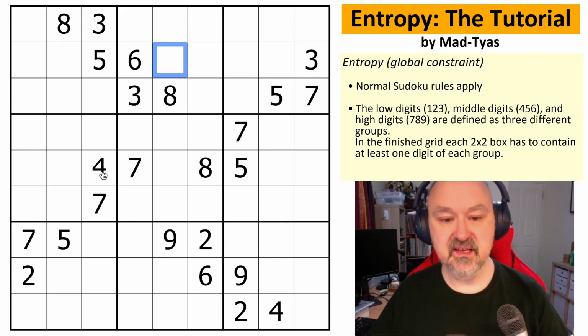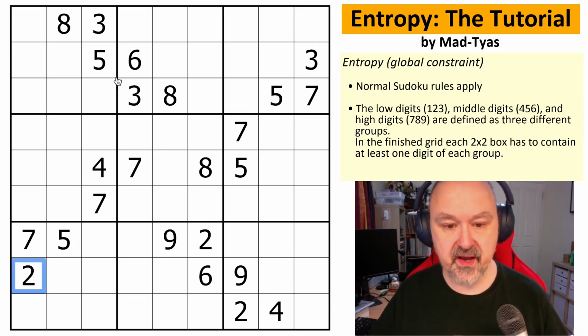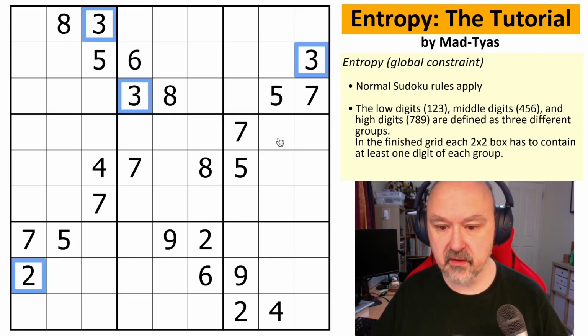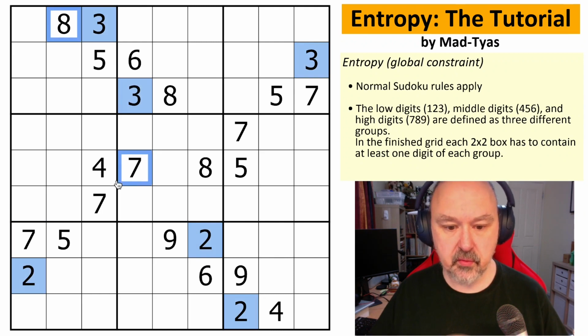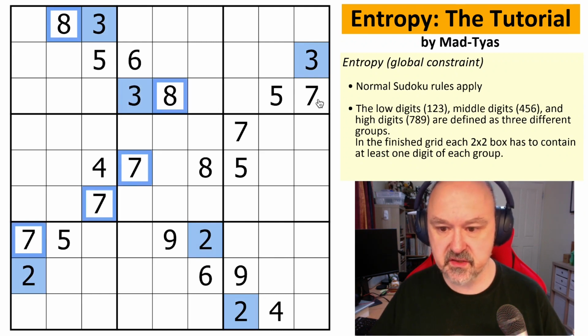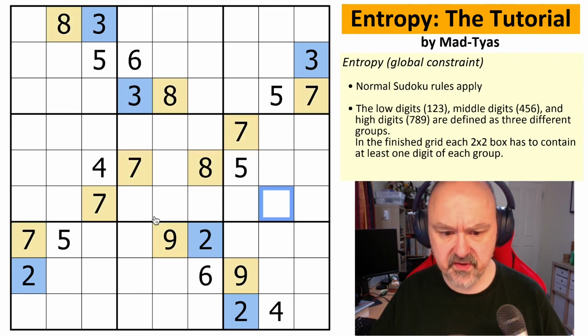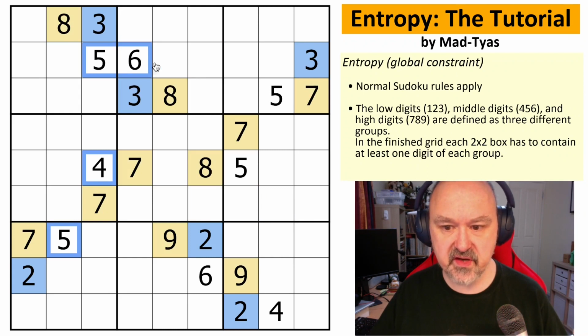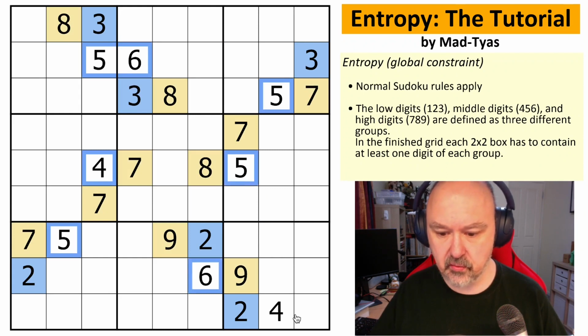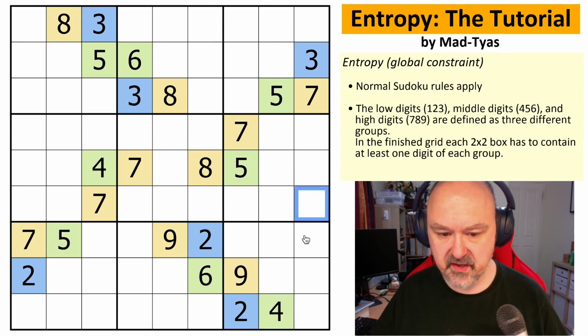Pardon me. Let's give this a shot. The first thing I'm going to do is use my coloring scheme. When I normally do low and high digits, I use blue and yellow. So I am going to mark all of my low digits blue. I think that's all of them. I am then going to mark all of my high digits yellow, and that seems to be a lot of them, but that does seem to be correct. And because I need a third color for entropy, I am going to mark all of my middle digits green.